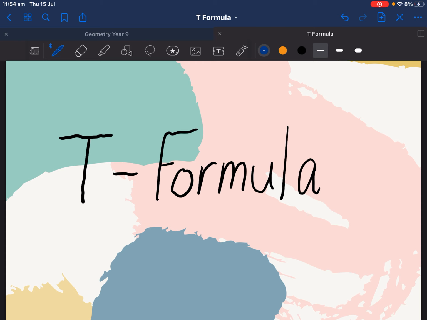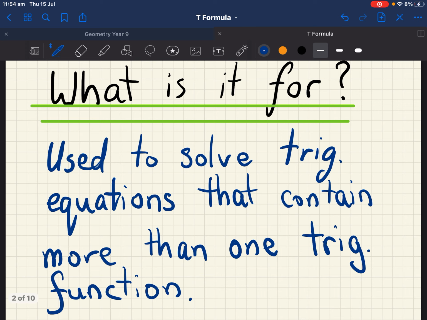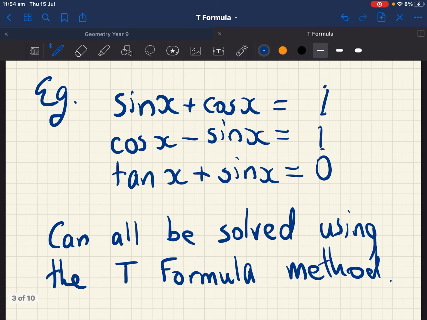All right, so here we go, T-formula. What is it used for? Well, predominantly, we're going to be using it to solve trig equations that have more than one trig function. For example, here are some scenarios: sin x plus cos x is equal to 1, cos x minus sin x is equal to 1, or tan x plus sin x is equal to 0. That last one, actually, I'd probably just factorize out as sin x. You could solve that one using other methods, but T-formula would work for it.